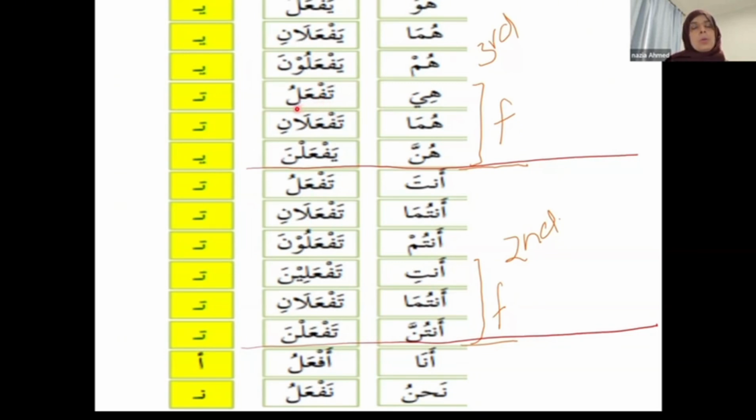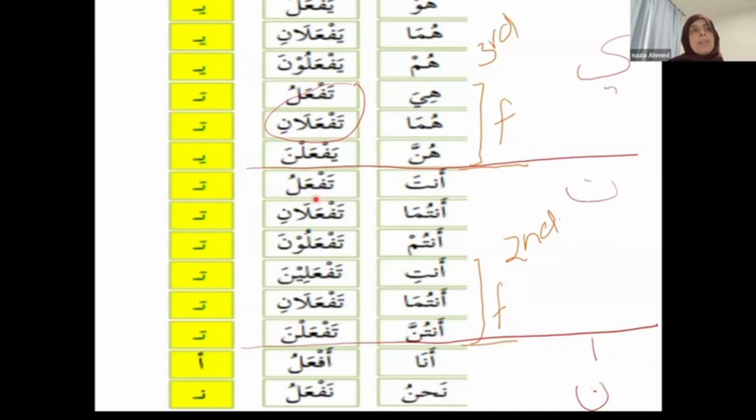So taf'alu. And then we're going to make it dual. Taf'alani. And we're going to make it plural. Hunna yaf'alna. Yes, ya comes back because the third person, remember? Yaf'alna. So we use ya for the third person. Ya ta, remember? From hunna, yaf'alna. So please make a note. This is something unusual.